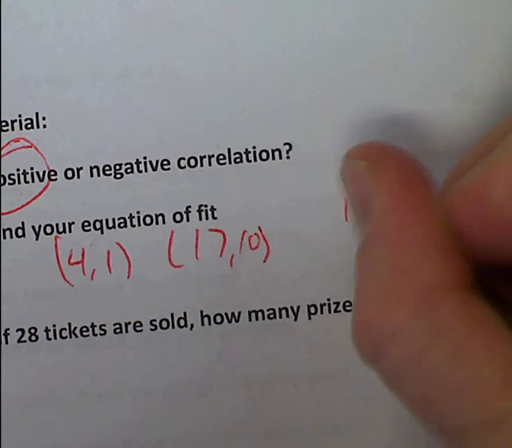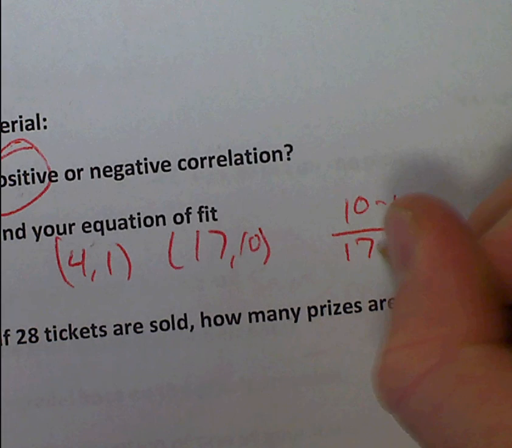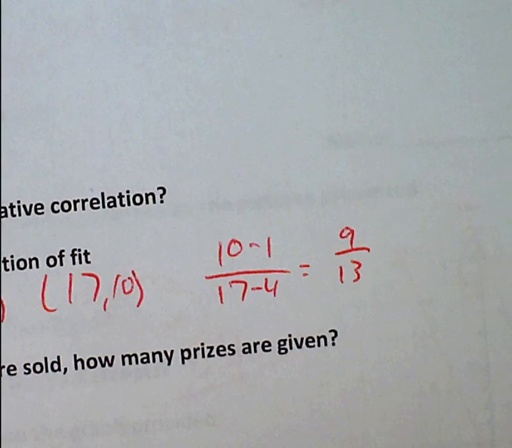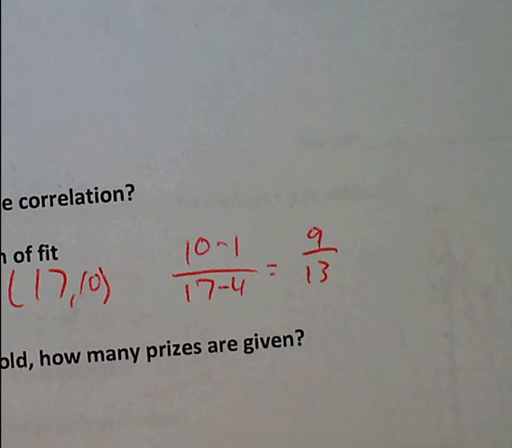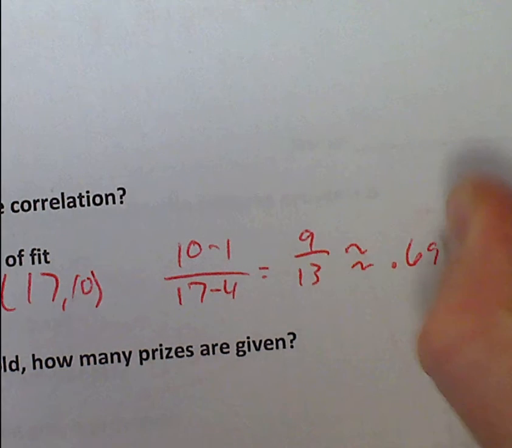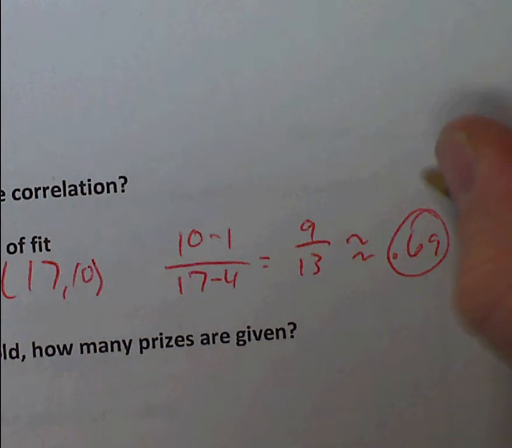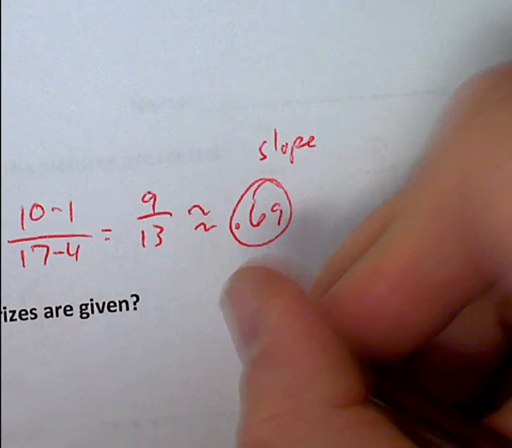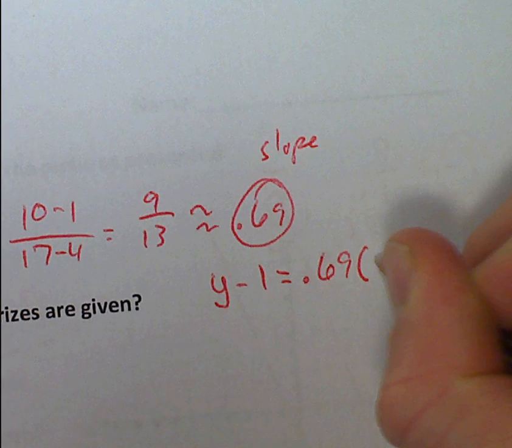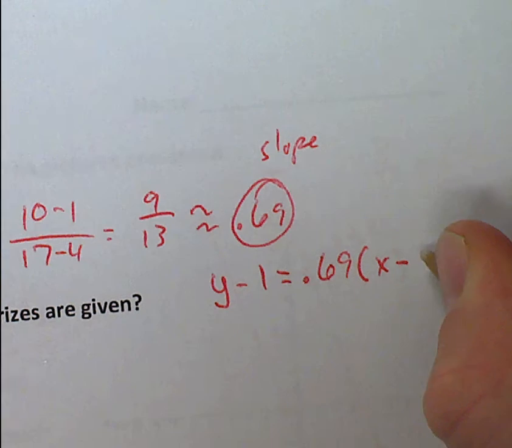So 10 minus 1 over 17 minus 4. This would give me 9 over 13. I'm going to change that into a decimal. 9 divided by 13 is about 0.69. So I'm going to use 0.69 as my slope, and I'm going to use the point 4, 1. So y minus 1 equals 0.69 times x minus 4.